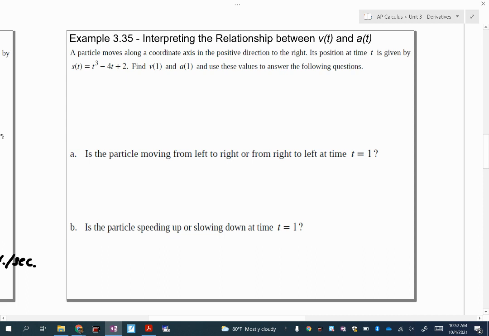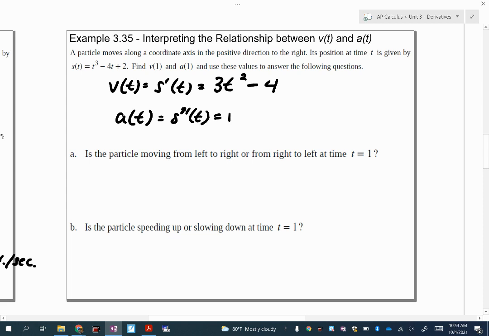All right, so let's first find v of t. Remember, that's going to be s prime of t. So that's going to be 3t squared minus 4, if you're using your power rules and the sum rules. And then to find a of t, which is s double prime of t, or just v prime of t, the derivative of 3t squared minus 4 is going to be 6t.